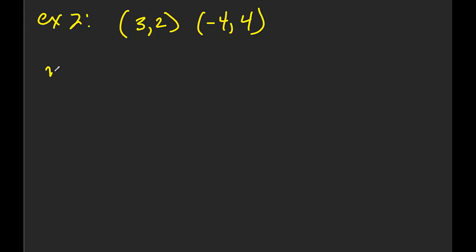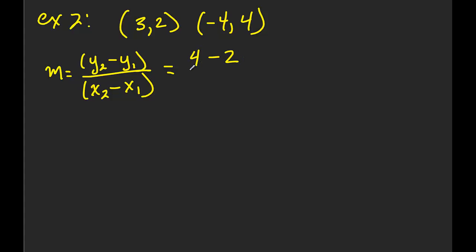We remember our slope formula from the other day is this. It's the change in y, or the difference in the y values, divided by the difference in the x values. So for us, you can say this is y2 and this is y1, or vice versa, as long as you keep the order consistent. So 4 minus 2 over -4 minus 3. That would be -2 over 7, our slope.